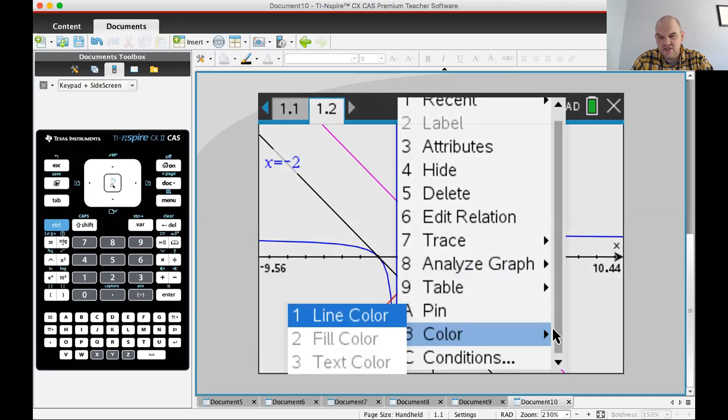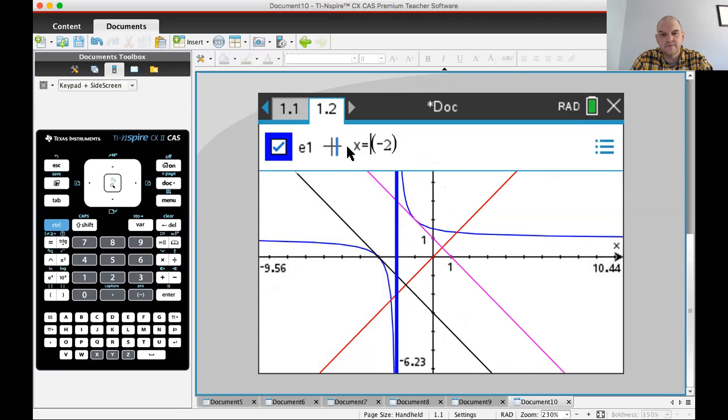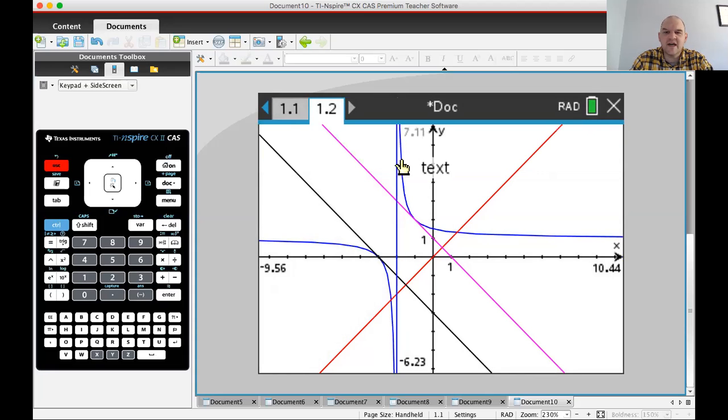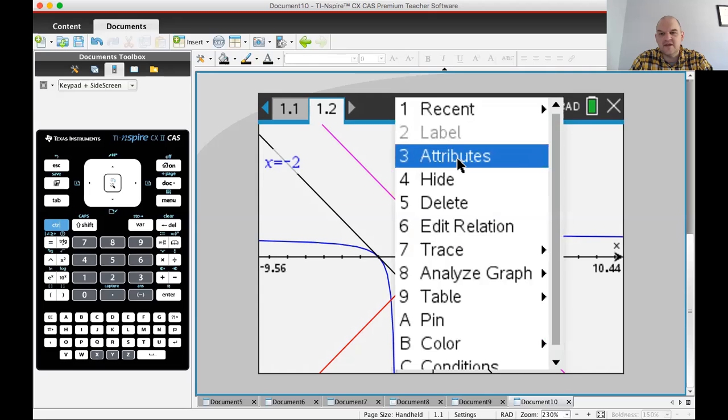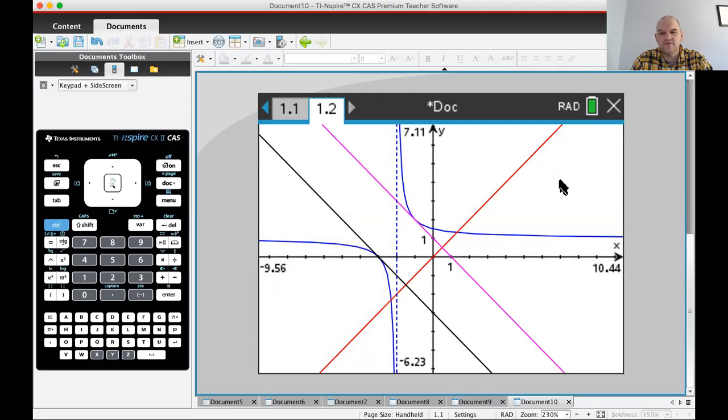I'd like to change the way this looks. I don't even know if that's possible, actually. I want it to be a dotted line. Edit relation? No. How about this? What is this? History? There's got to be a way to make that dotted. I don't know what it is, though. Attributes. Line weight. Here we go. Dashed. Perfect-ish. I should have changed the color while I was there, but I didn't.